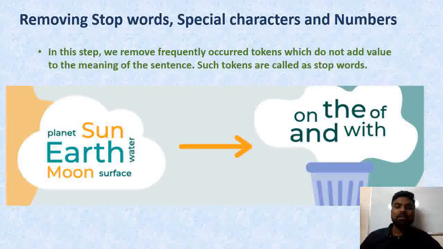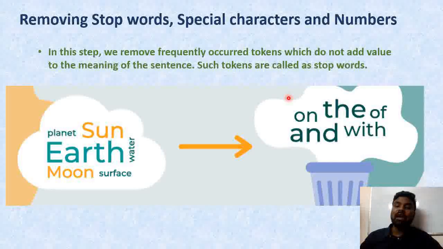After that we remove the stop words, special characters and numbers. अब जबकि हमने टोकनाइजेशन के थ्रू सारे सेंटेंस को डिवाइड कर दिया है डिफरेंट टोकन्स में, उन टोकन्स में से अब हम चूज करते हैं स्टॉप वर्ड्स को. So these are the stop words: on, the, off and with. Okay, which don't have their individual meaning. उनका खुद का जो जिनका मीनिंग नहीं होता है.